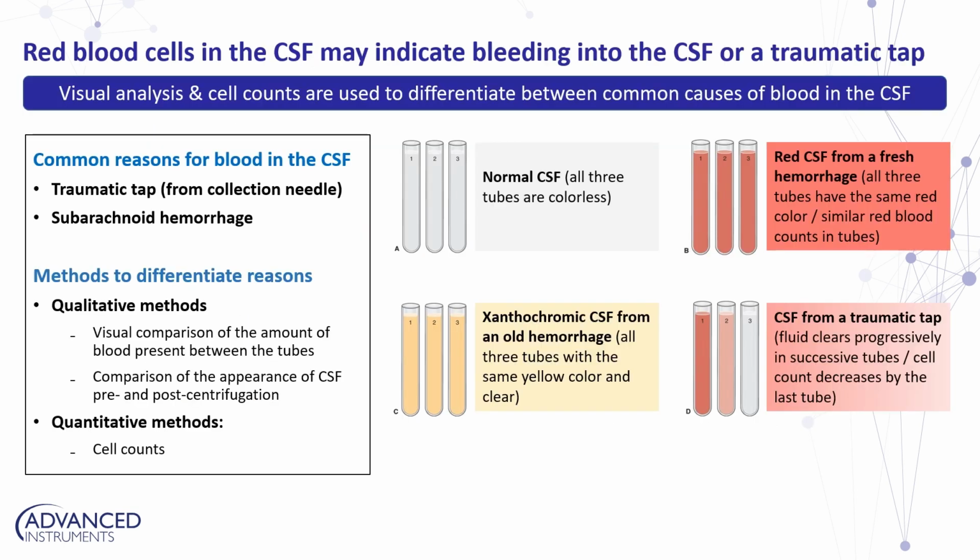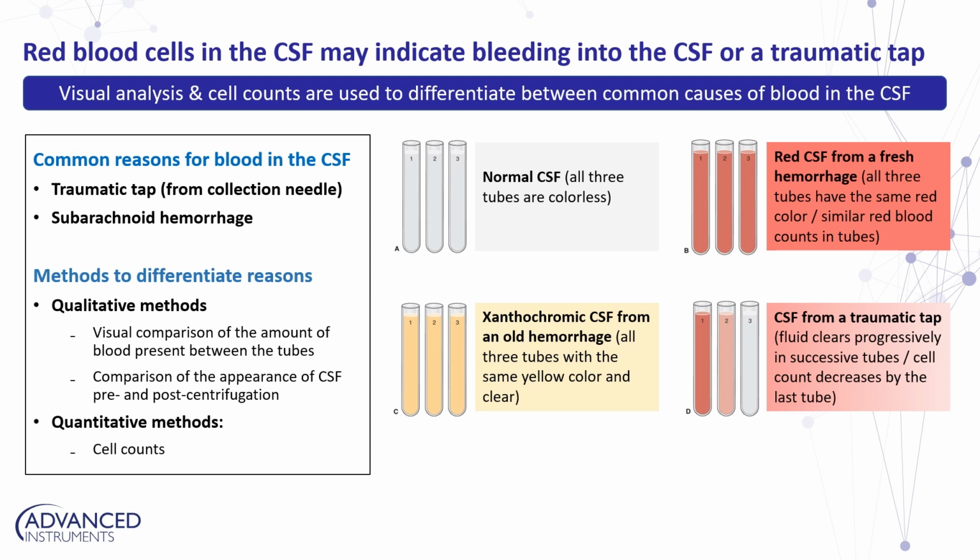As mentioned in the previous slide, CSF should not have red blood cells in it, so when red blood cells are present, it warrants further investigation. Red blood cells in CSF may be indicative of a hemorrhage where there's bleeding into the CSF, or maybe a traumatic tap from the collection needle puncturing a blood vessel on the way in. Previously, I mentioned that multiple tubes of CSF are often collected. Both qualitative and quantitative methods are used to assess the tubes and differentiate between potential causes.